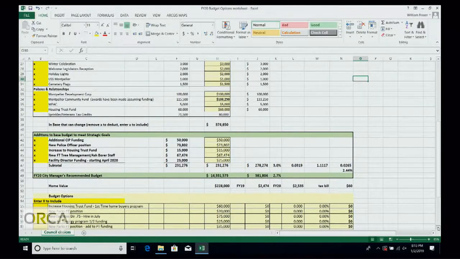Okay. All right, so the next section is the additions to the base budget in meeting the strategic goals. So this includes things like additional CIP funding, the new police officer, increase to housing trust fund, new full-time tree management staff, facility director, starting in April 2020 with their associated budget amounts. So we have a finite number of things to talk about in this section. Relative to what's proposed here, would anybody like to make any changes or have questions or et cetera?